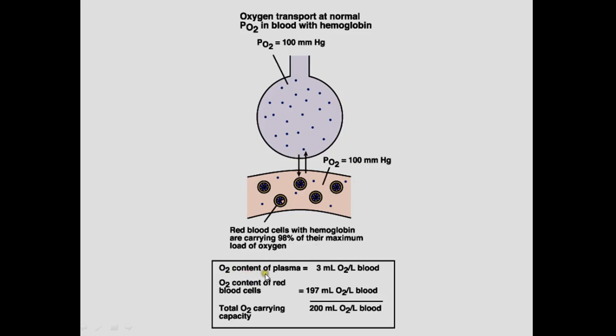So the O2 content of the plasma is equal to 3 ml oxygen per liter of the blood, right? Now, as I told you, that is a very small amount, about 3 ml oxygen per liter of the blood. But the O2 content of the red blood cells is 197 ml O2 per liter of the blood. So the total oxygen carrying capacity is about 200 ml oxygen per liter of the blood.